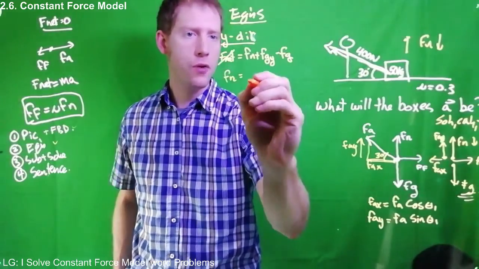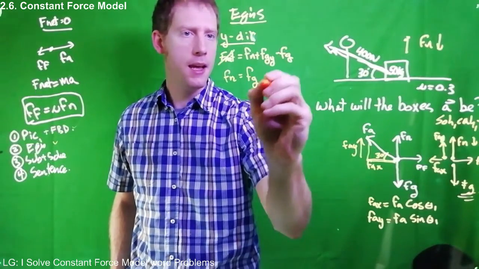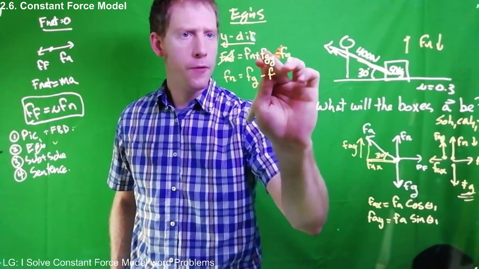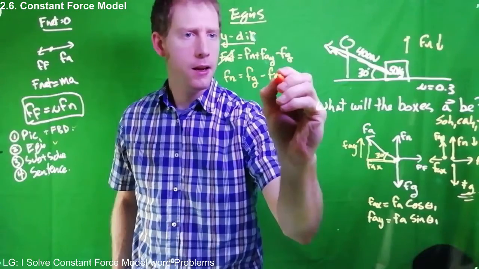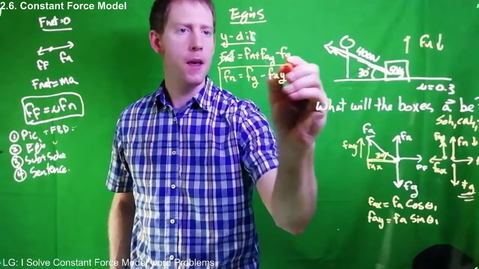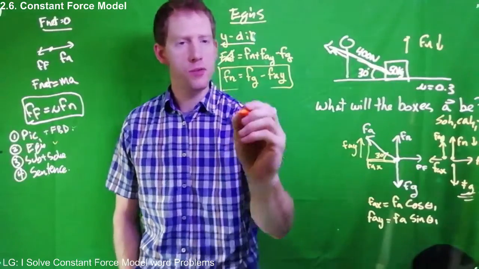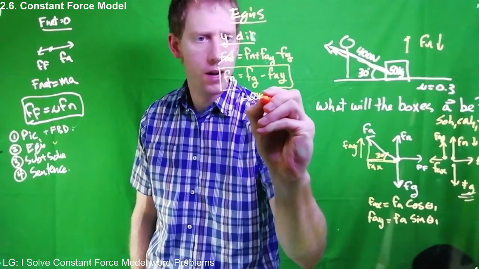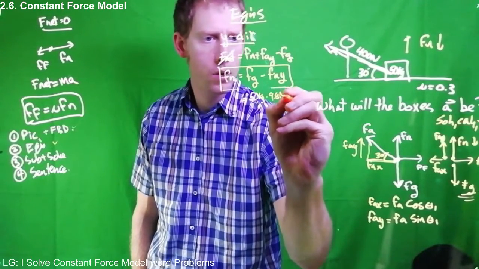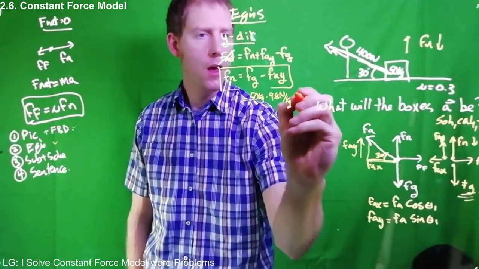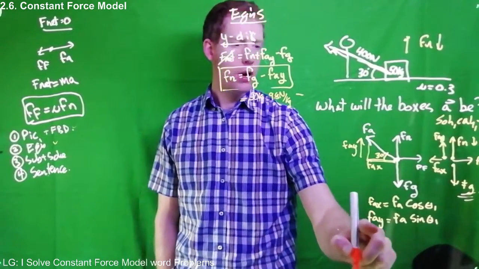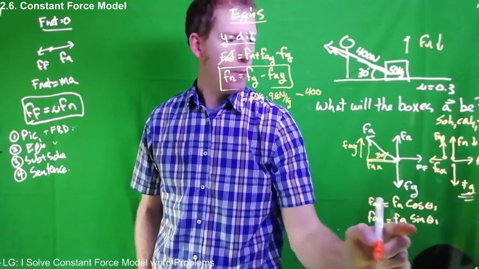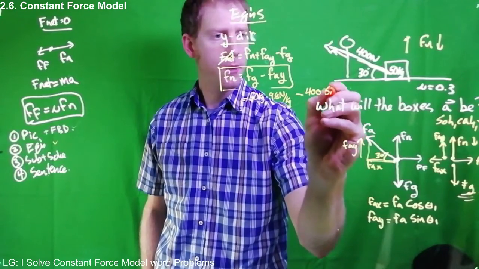So the new normal force is going to be equal to, I'm going to move these over, the force of gravity minus the force applied in the y direction. Agree? Because we're going to get a new normal force. So let's do this right now. Force of gravity is mass, 50 kilograms, times 9.8 newtons per kilogram, minus the force applied in the y direction, which is 400 newtons multiplied by sine 30.